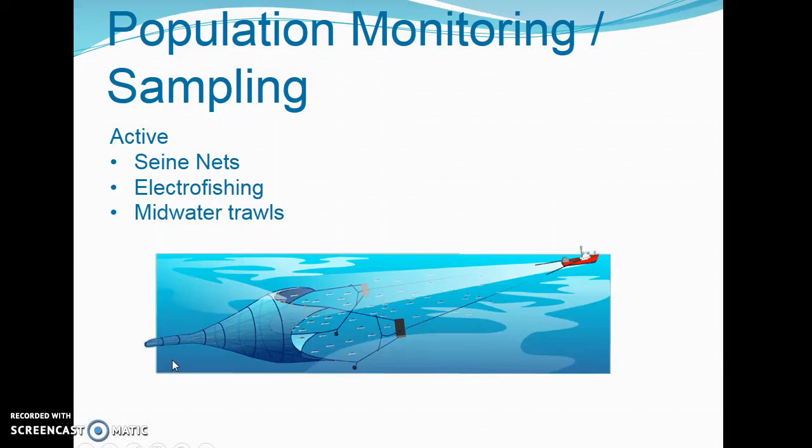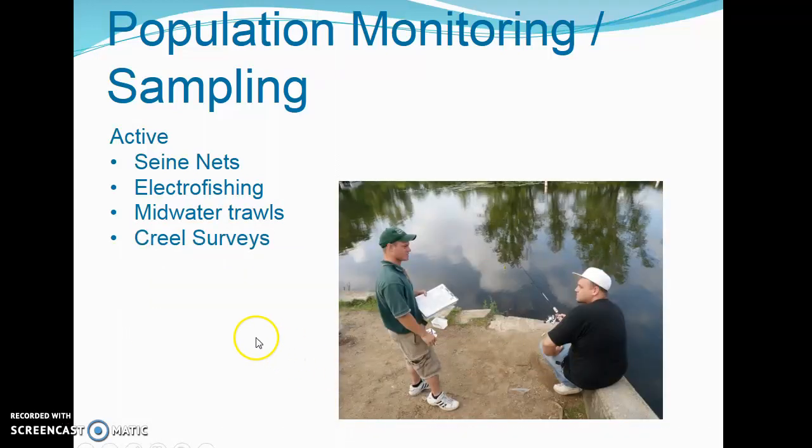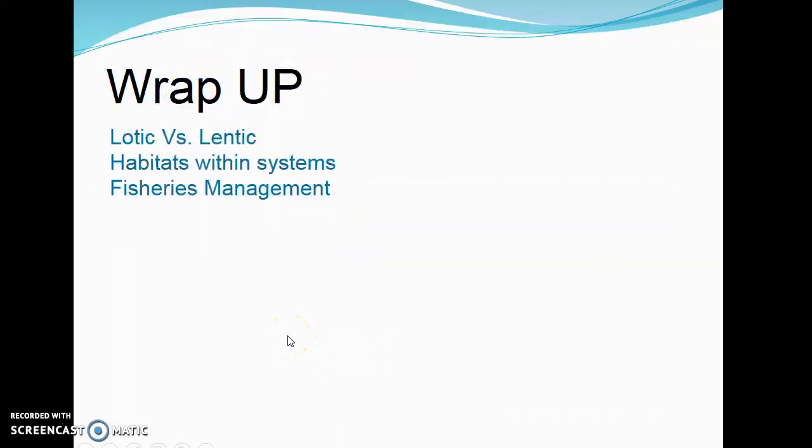And then midwater trawls require a boat. This is used in more large lakes and open water systems. And you just drag this net behind. It's used for larval fishery because it's a good way to catch a whole lot of little critters at once. And finally, creel surveys. Creel surveys are important ways of gathering information, just going around and asking what everybody caught.